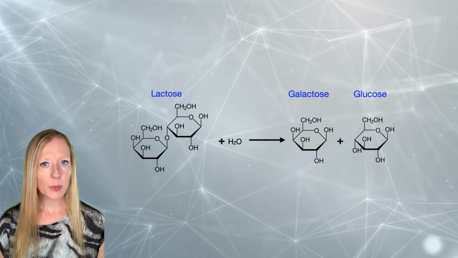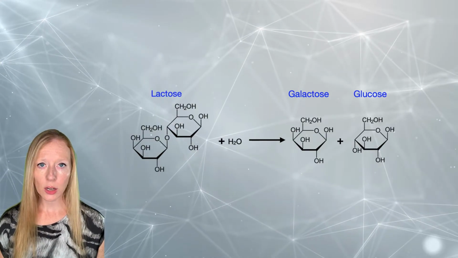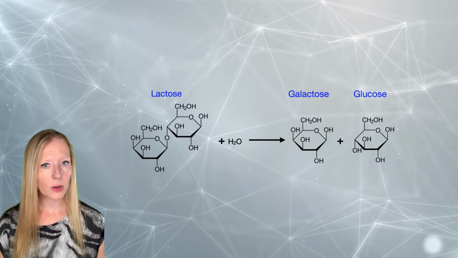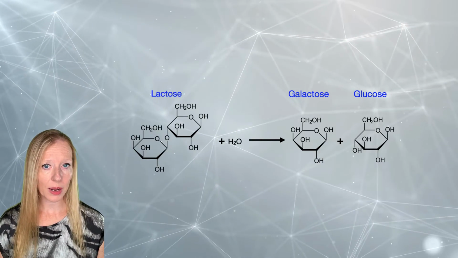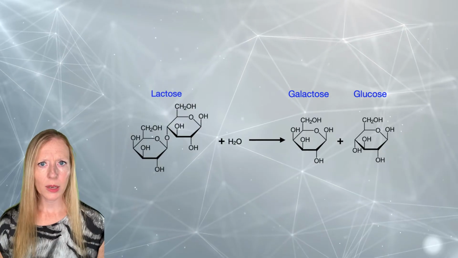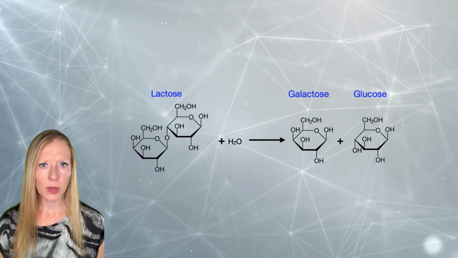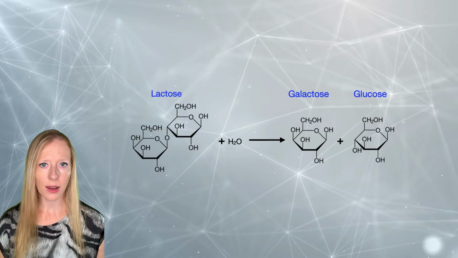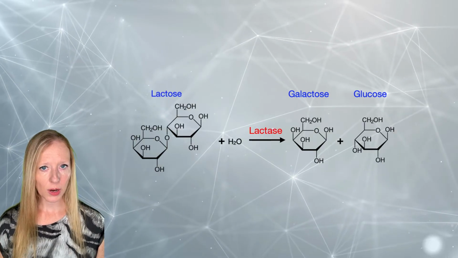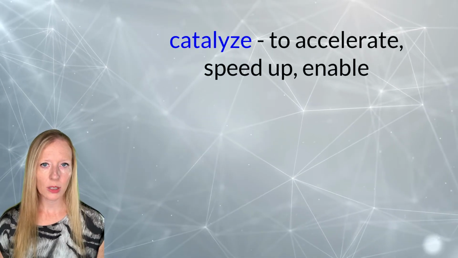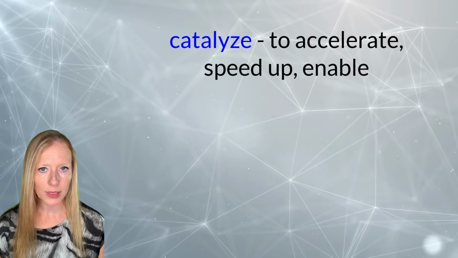And this reaction is a spontaneous reaction, meaning that it could occur on its own, but there's no guarantee that it will, and there's also no guarantee as to when that might happen. But if we drink milk, we need that to happen now so that we can digest the substance and not have a stomach ache. So what we're going to do is use an enzyme to catalyze this reaction. Catalyze means to accelerate or to speed up the reaction, to enable it to happen.